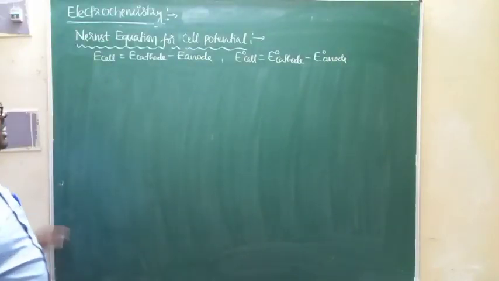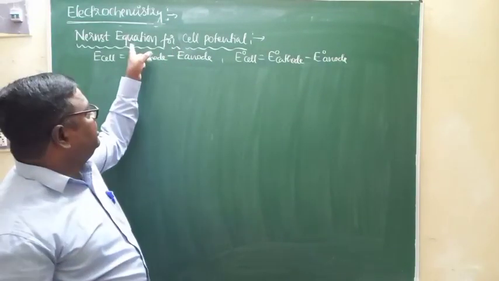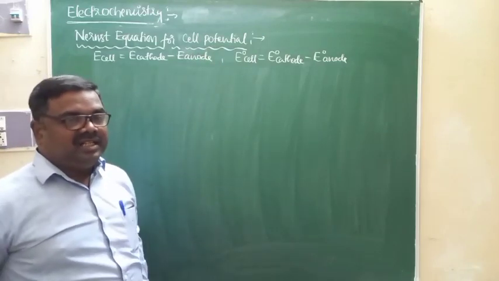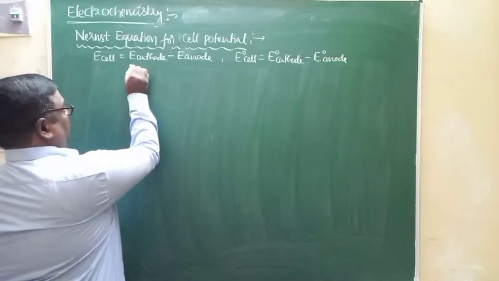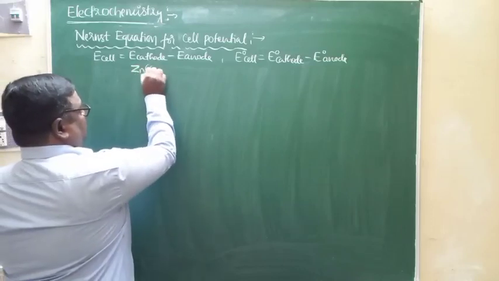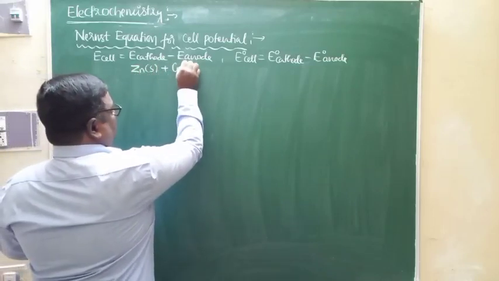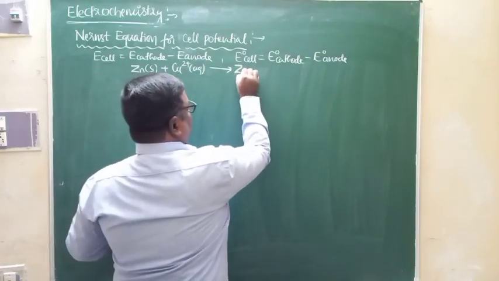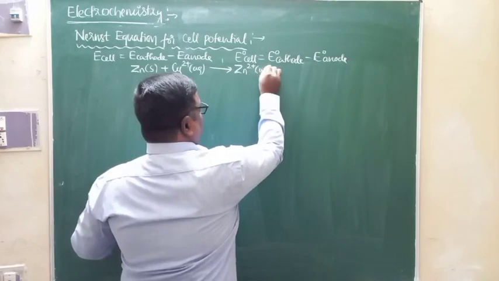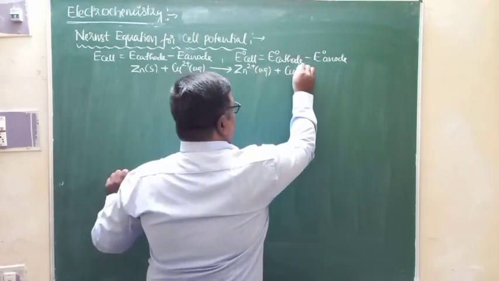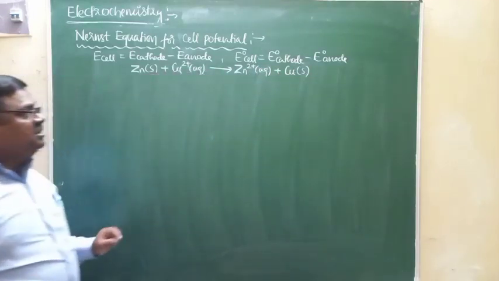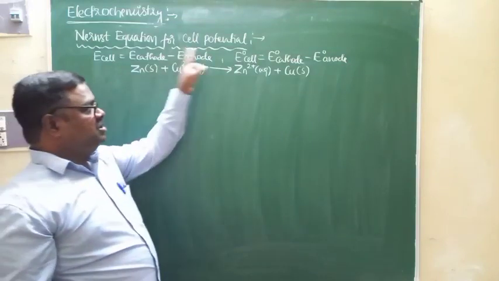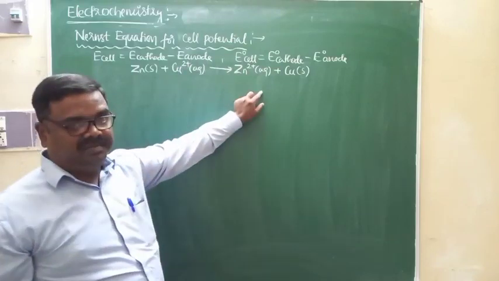Right? And I am going to obtain Nernst equation for cell potential by taking Daniell cell as an example. You know, for the Daniell cell, the cell reaction is Zn plus Cu2+ in aqueous solution gives Zn2+ ions in aqueous solution, and of course copper in solid form. This is the cell reaction for the Daniell cell. Here zinc undergoes oxidation, copper ions undergo reduction.